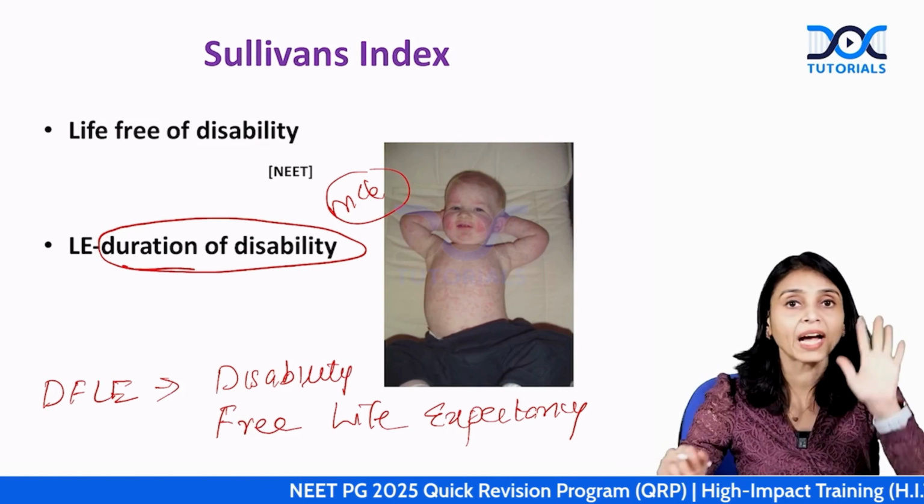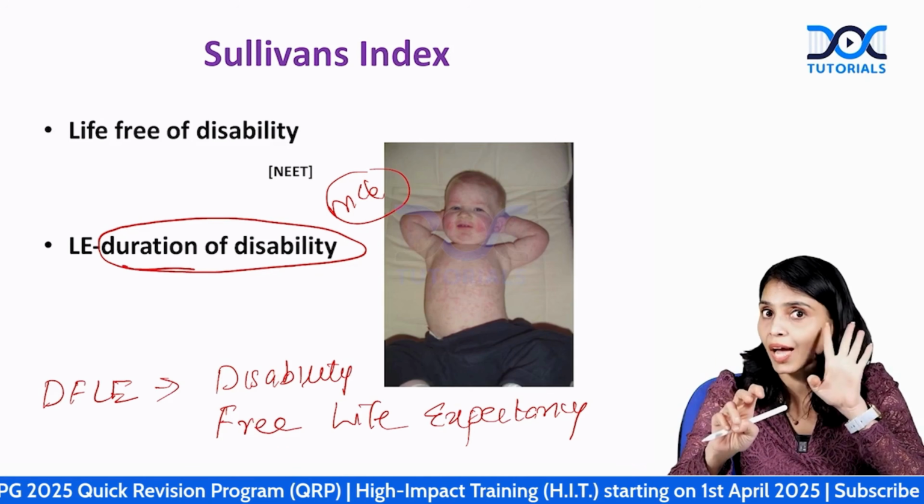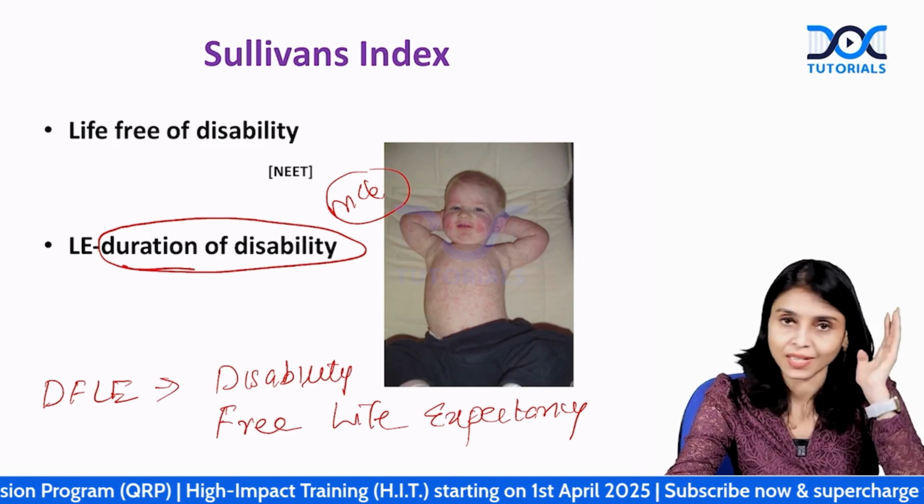So these are the things that you calculate under disability. So we have 5 mortality measures, 2 morbidity measures, and 4 disability measures. I hope you're with me.